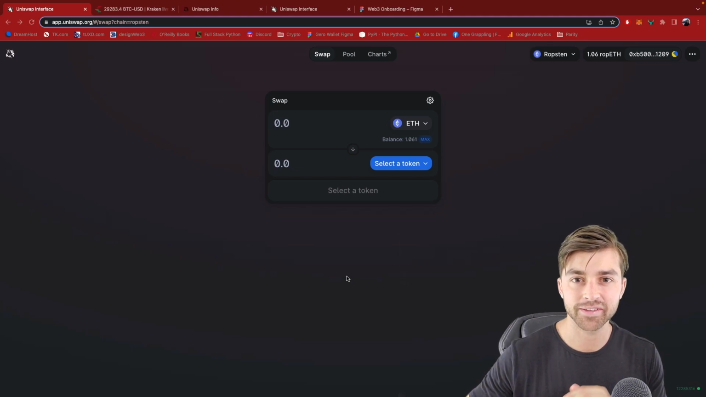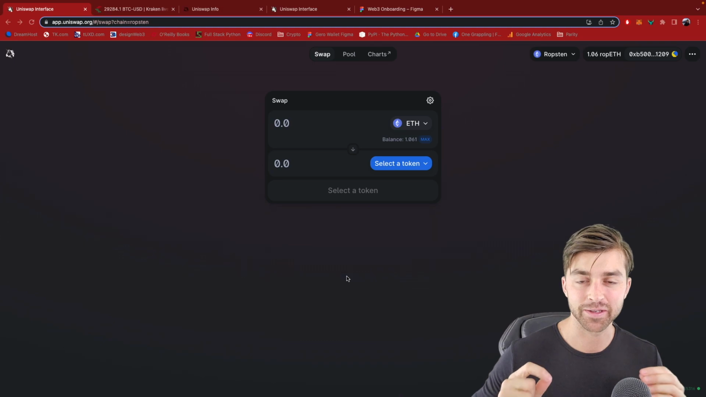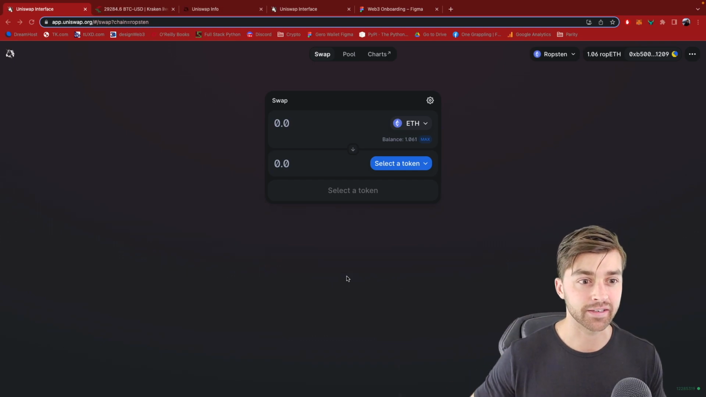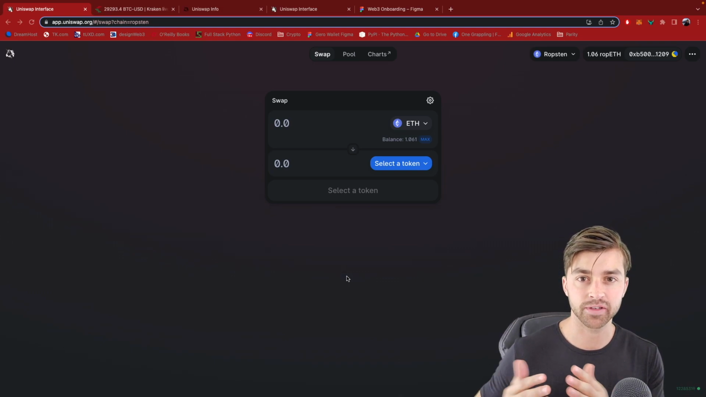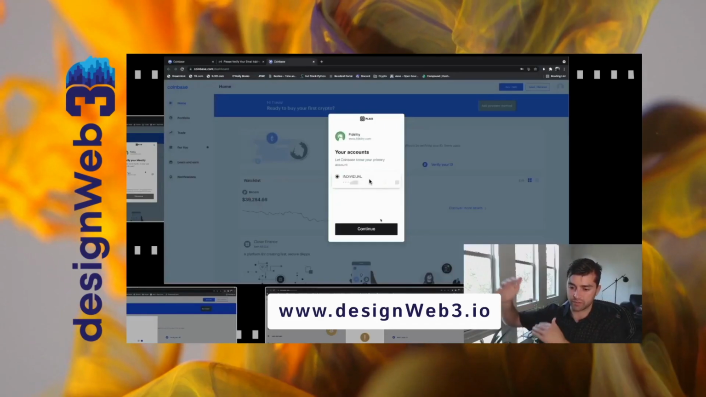Hey, this is Travis. The first protocol we're going to talk about in DeFi is called Uniswap. This is a decentralized exchange, or a DEX, D-E-X, and it is really simple. It's probably the most foundational protocol in all of Web3. It allows you to swap one token for another in a decentralized way.